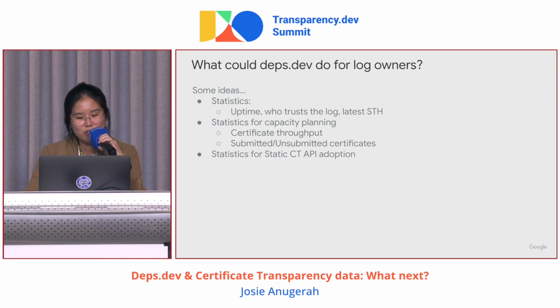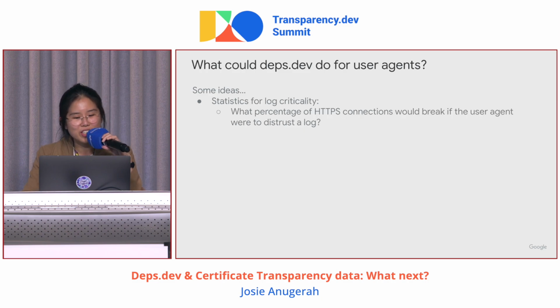It would be good for the operator to prepare for that capacity, as running out of disk space can cause corrupted data. We could also provide statistics on progress towards static CT adoption. For example, how many certificates submitted in the last month, say, exist in a static CT log.